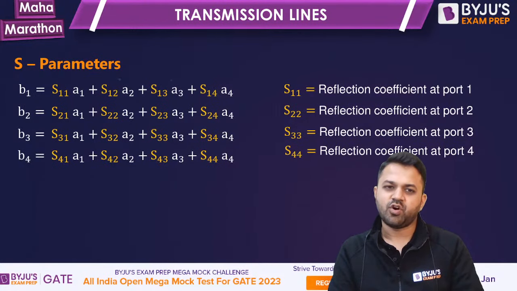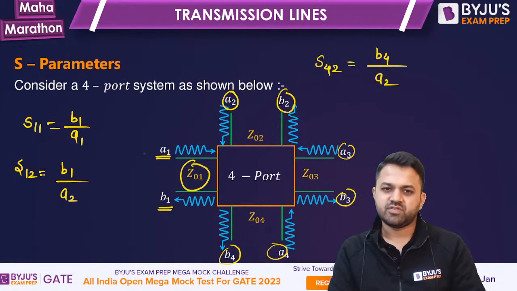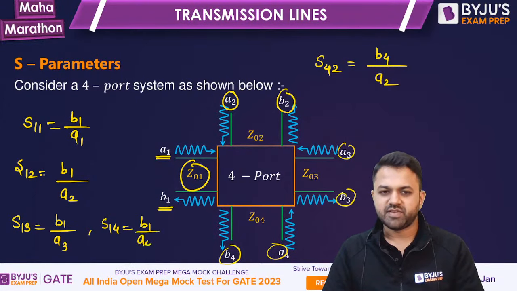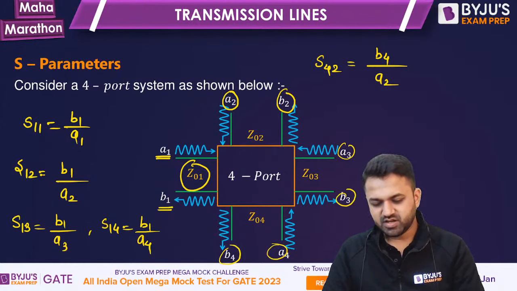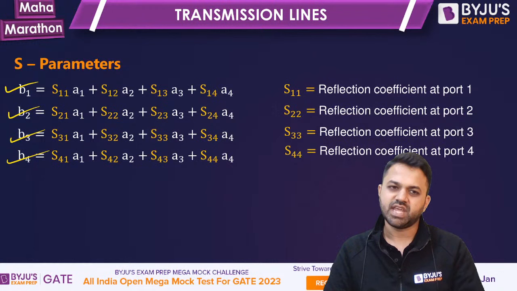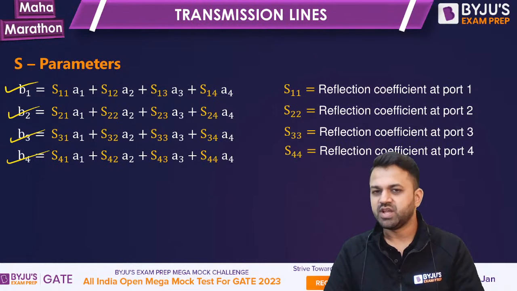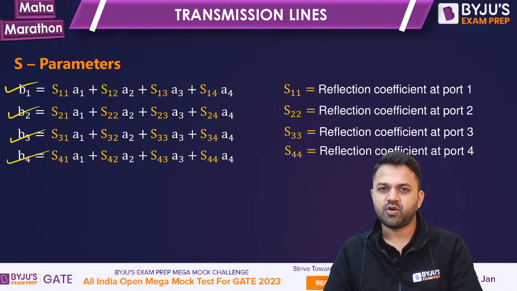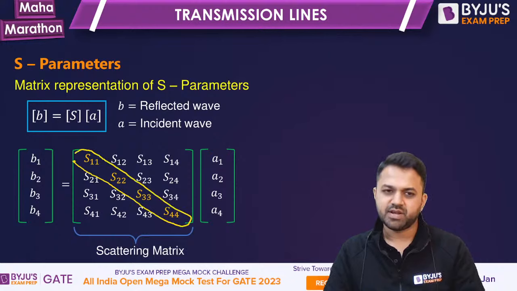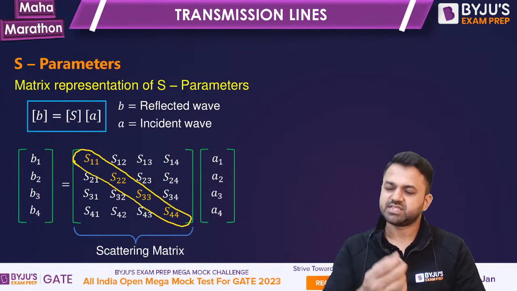When you write for all four ports, there are 16 combinations. For example, S13 is the normalized reflected wave at port number 1 divided by the incident wave at port number 4. Like that we can calculate the 16 combinations. So for all four ports, if we write the equations, we get B1, B2, B3, B4, which is S11 A1 plus S12 A2 plus S13 A3 plus S14 A4 and so on. But when we write it in matrix form, we get it like this. B is the normalized reflected wave and A is the normalized incident wave, with the S matrix being 4 cross 4, which is your 4 port device.